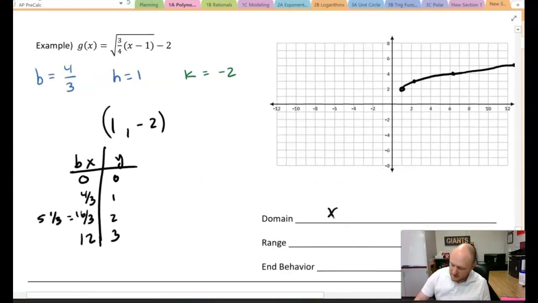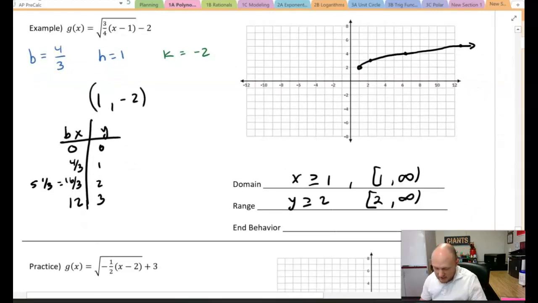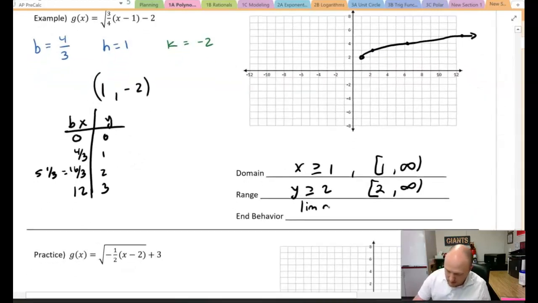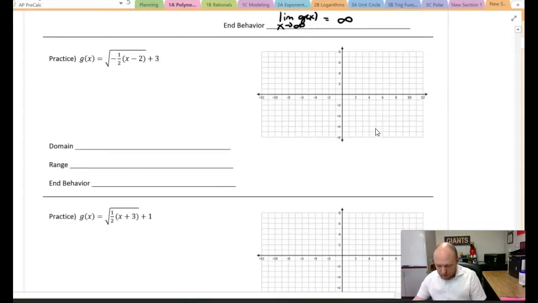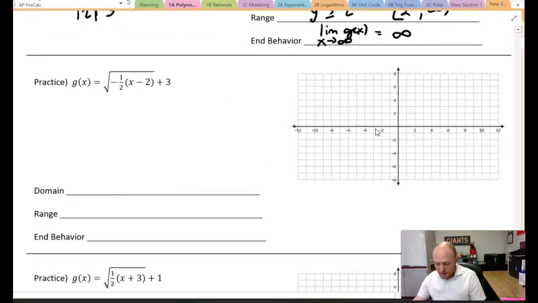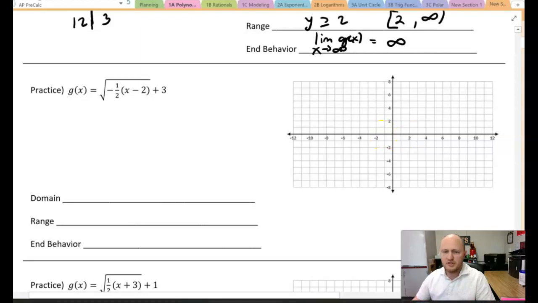Domain. These are the x values greater than or equal to 1, and that's 1 to infinity. Range, y values are greater than or equal to 2, so that's 2 to infinity. And end behavior, the limit of g of x as x goes to positive infinity is positive infinity. Okay, we got a couple of practice problems here. I'd like you to go ahead, try this next one, and then I'll post the solutions.